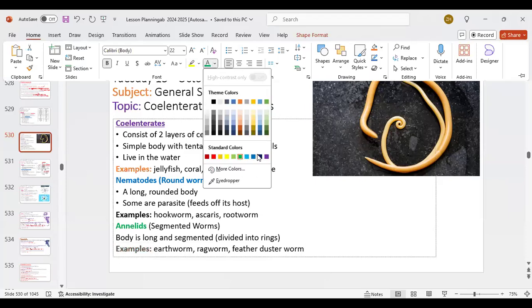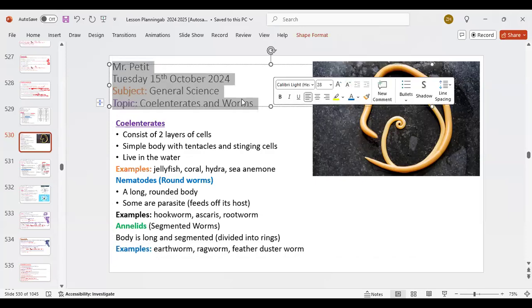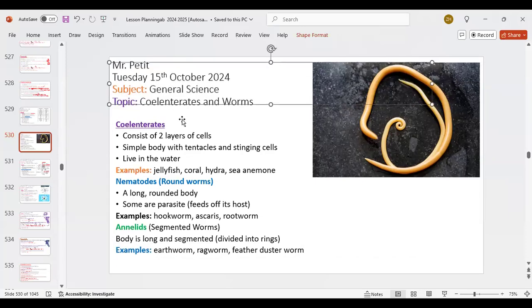What about tapeworms? Oh, that's a flatworm. I have a question. Are leeches worms?